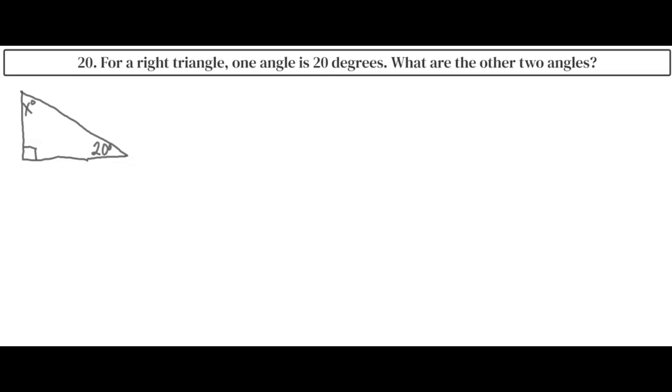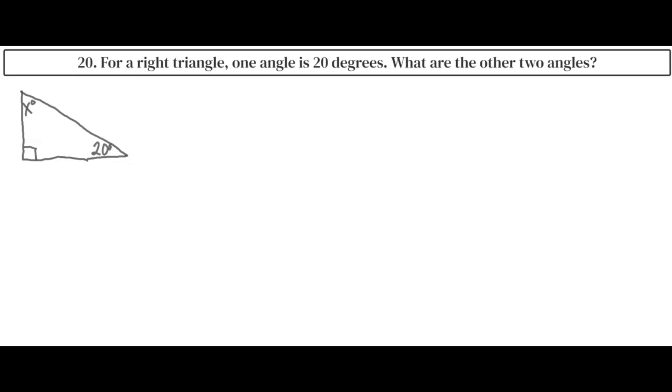So let's proceed with number 20, shall we? Which states, for a right triangle, one angle is 20 degrees. What are the other two angles? Obviously, I drew a triangle to your left of the board, and obviously it's not drawn to scale.